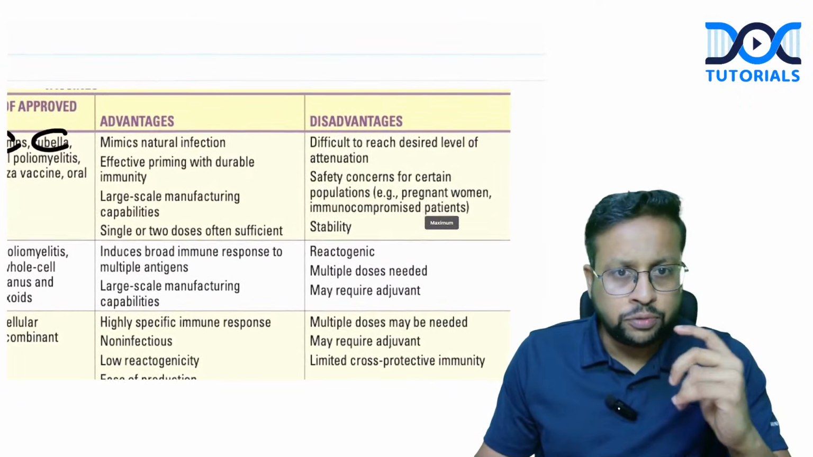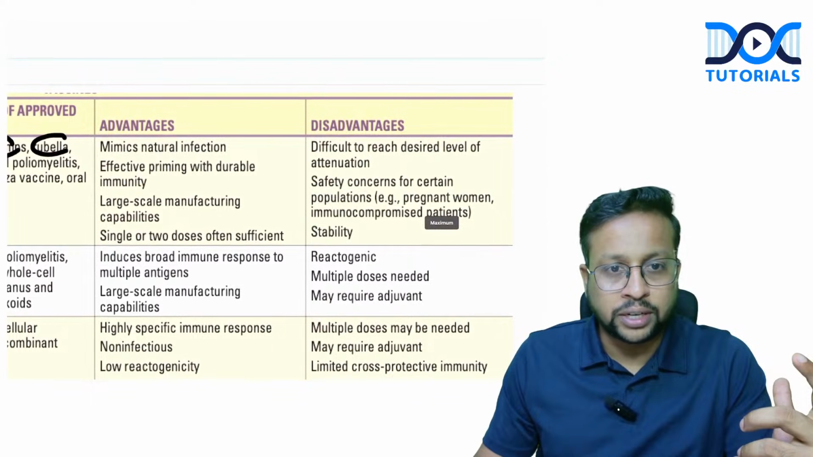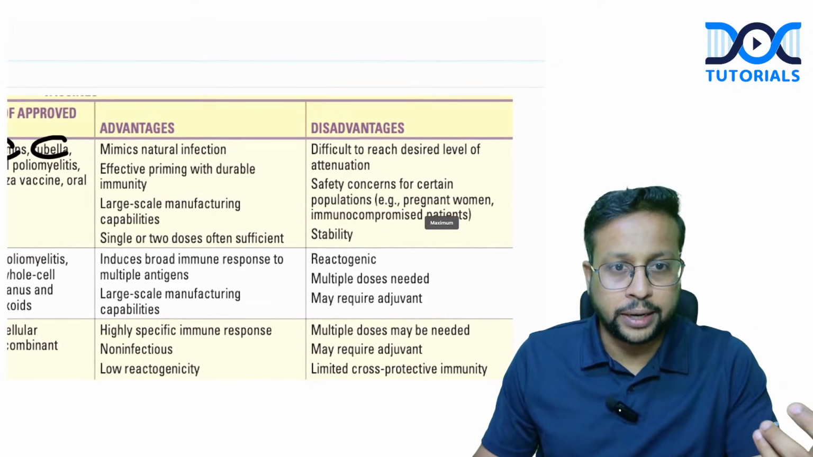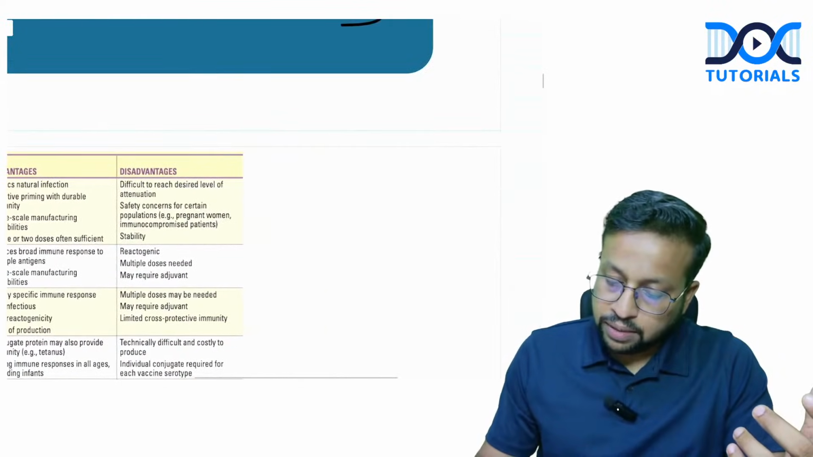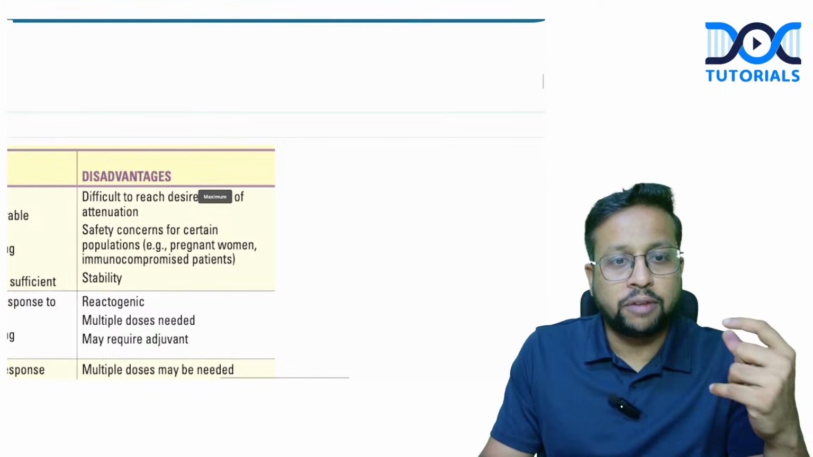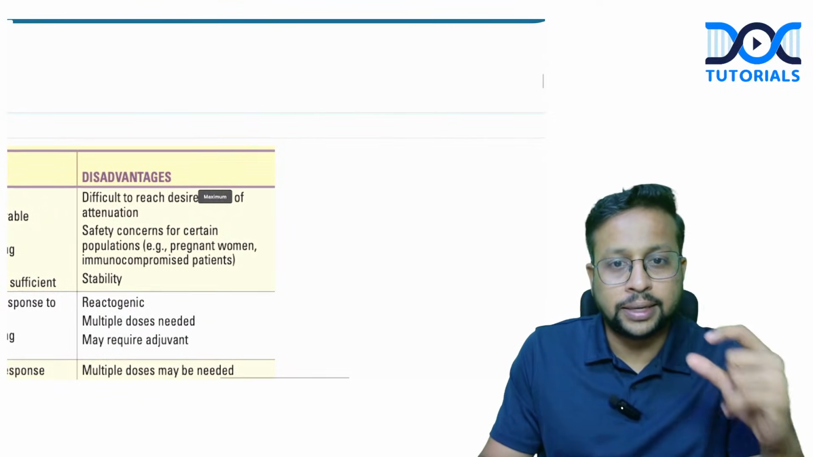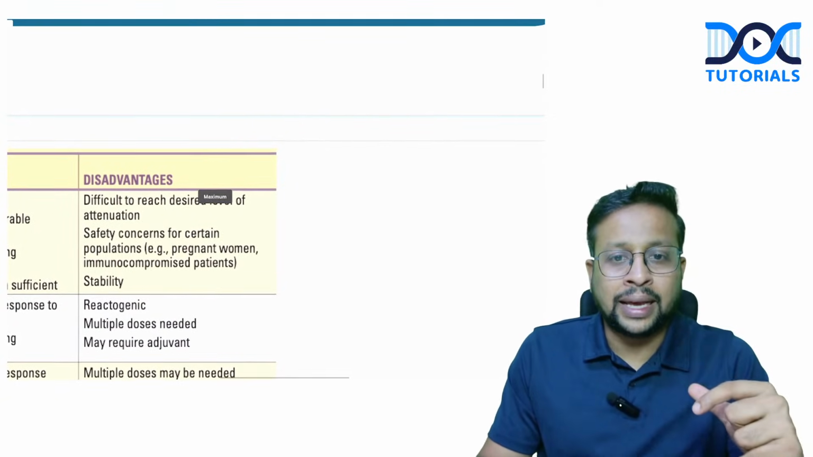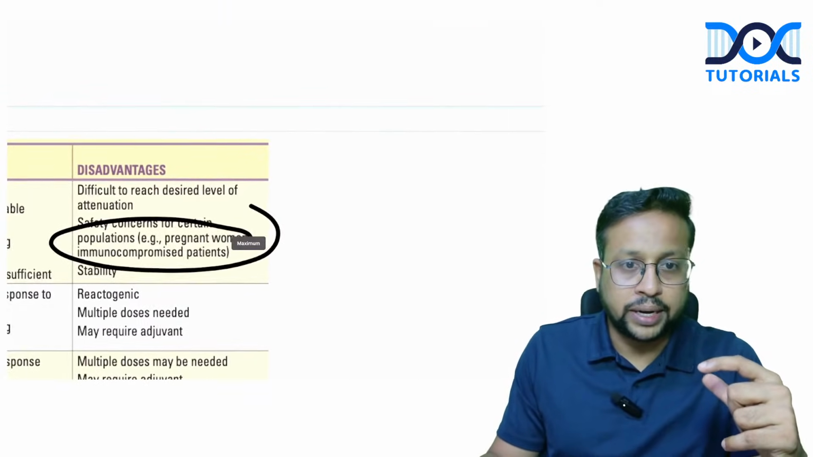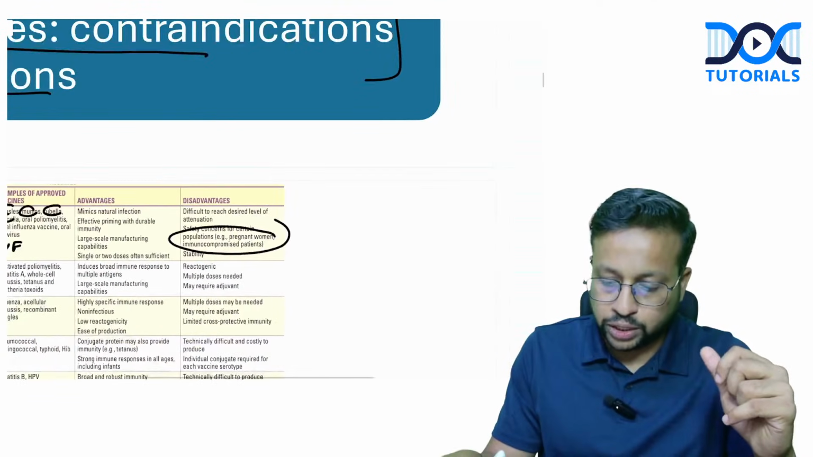So what is the advantage of using a live vaccine? They mimic natural infections, and are effective in priming with a durable immunity. It's long standing. Okay, but what is the main problem? The main problem is that these are live vaccines. You have to be careful when you're using them in certain populations. So they are contraindicated in immunocompromised individuals as well as pregnant females. So that you have to keep in mind.